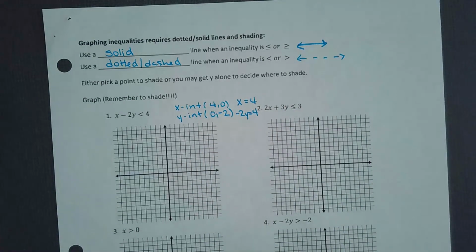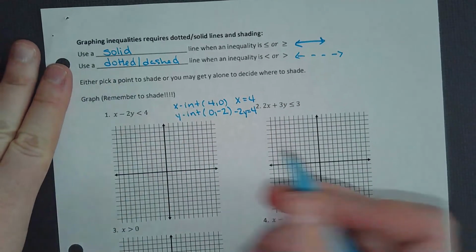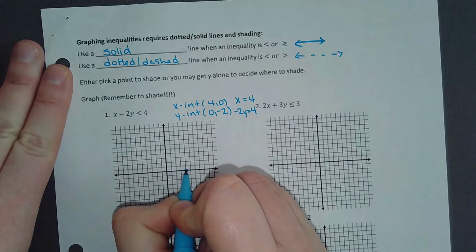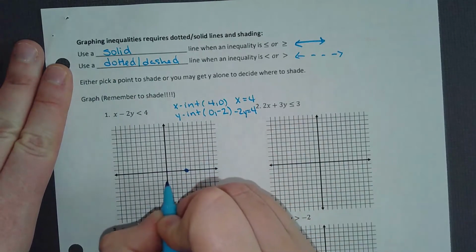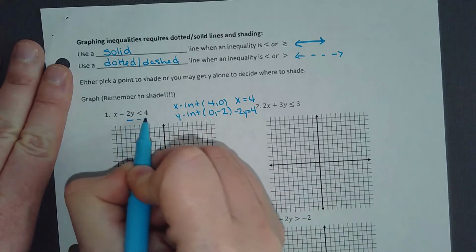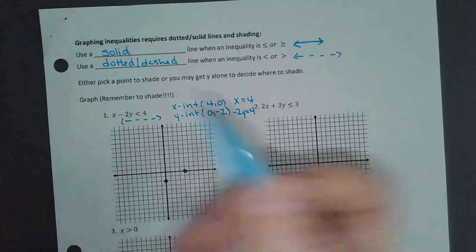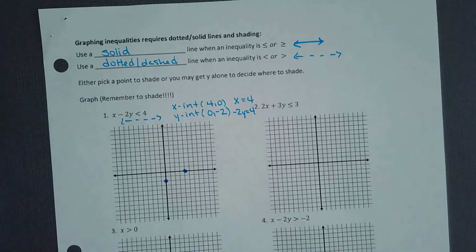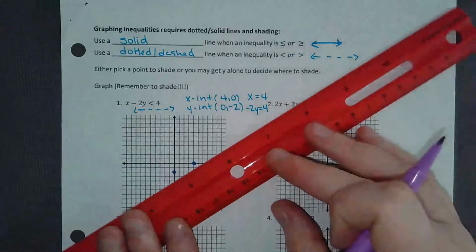So what I'm going to do is plot those 2 points, (4, 0) and (0, -2). Now, because this inequality is strictly less than, I'm going to dash my line. I'm going to take a straight edge, so this is clear and easy to see, and connect my 2 points.